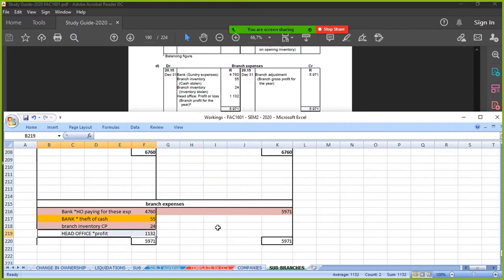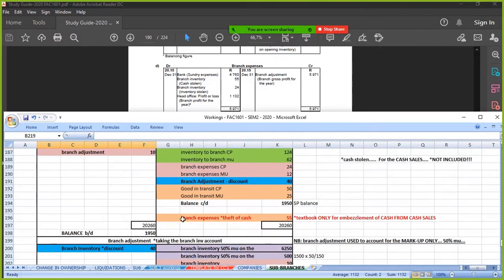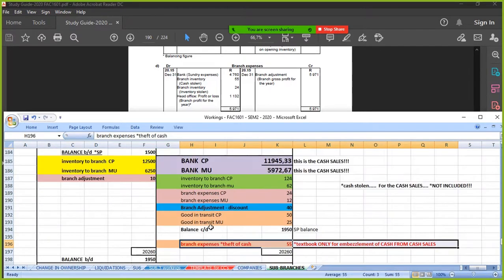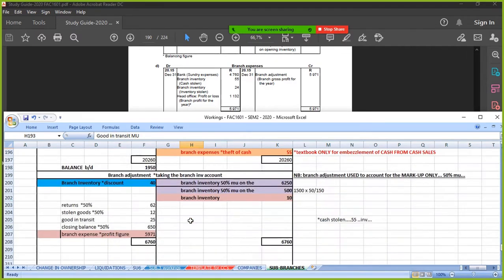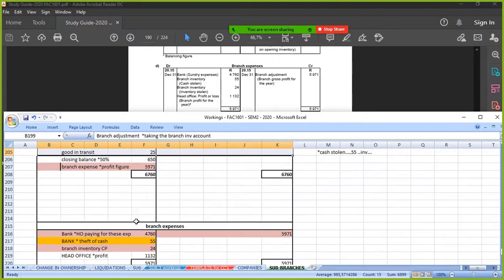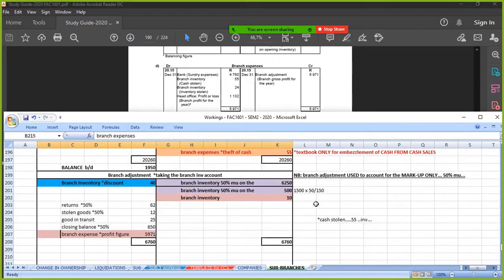So two things to note. The first thing is obviously the embezzlement of cash that we should have included. We do need to include. Okay, and then the second thing was just these markups. Okay, all these markups that relate to the margin. The markup they want you to show separately as an adjustment, not as part of branch expenses. Right, that was something that I had to show here separate.